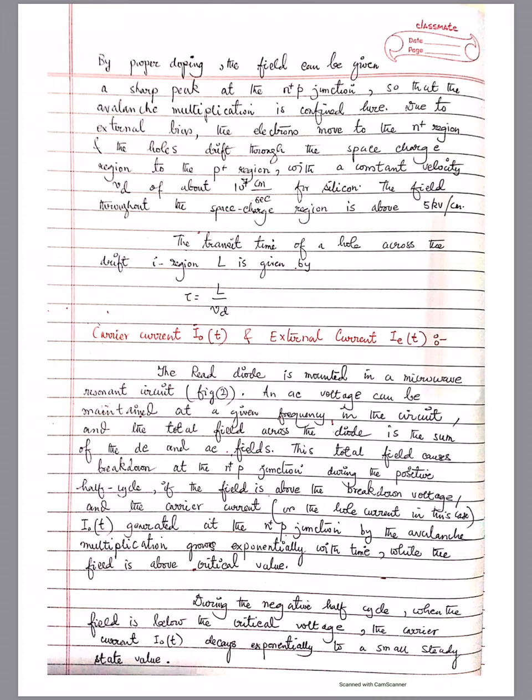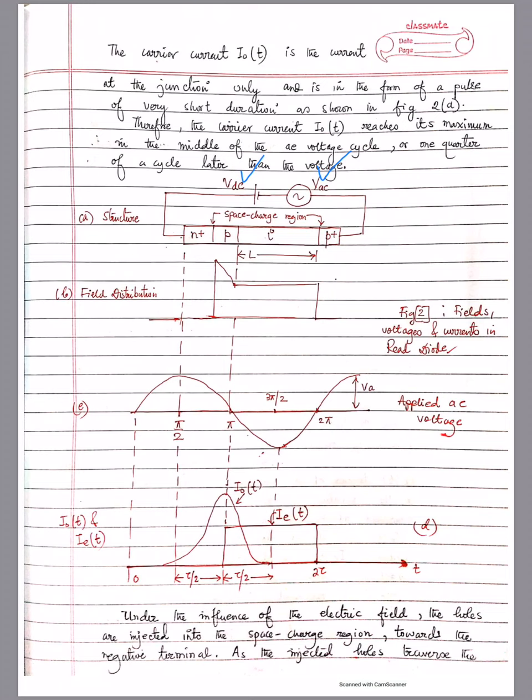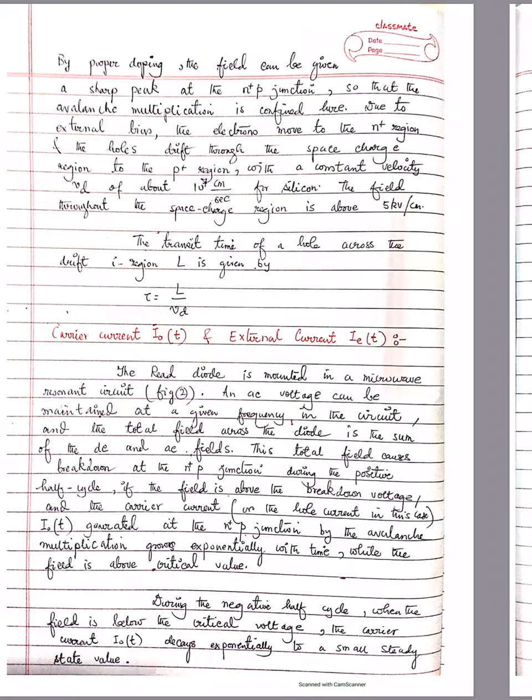Okay, and the carrier current due to the breakdown, here it will be holes as the carriers. The carrier current, that is I0t, the internal current generated at the N plus P junction by the avalanche multiplication, grows exponentially with time. We know that avalanche breakdown grows exponentially with time. So there will be a generation of a pulsed current within the structure, and it has originated from the N plus P region, the high field domain.